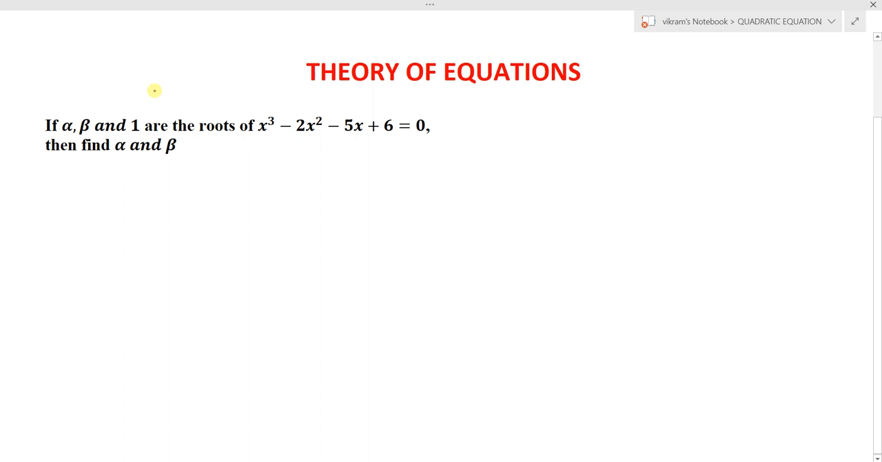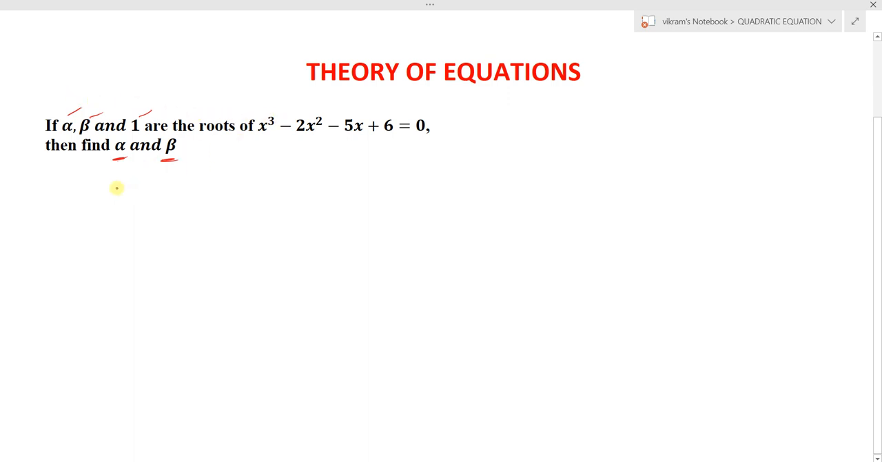Now we are going to solve a few problems based on the previous lecture's concept. The question is: if alpha, beta and 1 are the roots of x cube minus 2x square minus 5x plus 6 equals 0, then find alpha, beta. He has given a cubic equation whose three roots are alpha, beta and 1. One root of the cubic equation is known, and we are asked to find the other two roots.